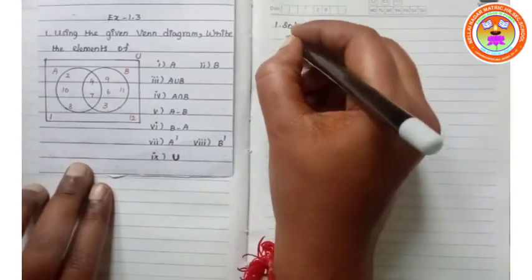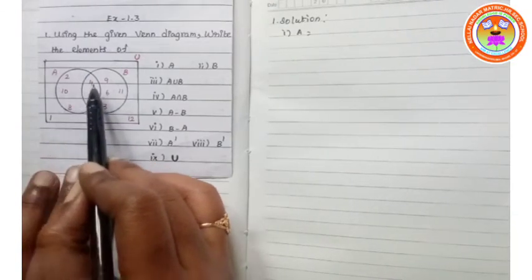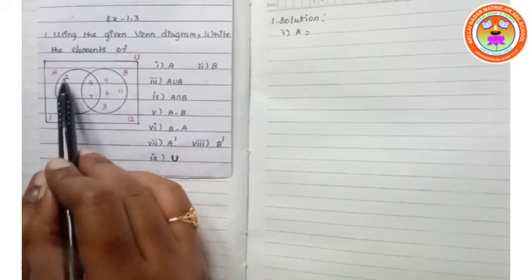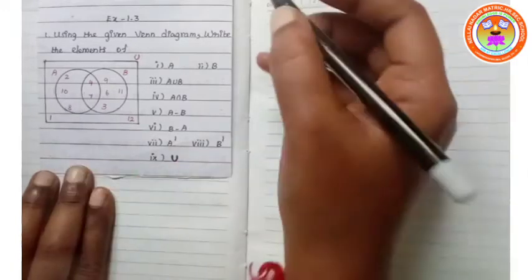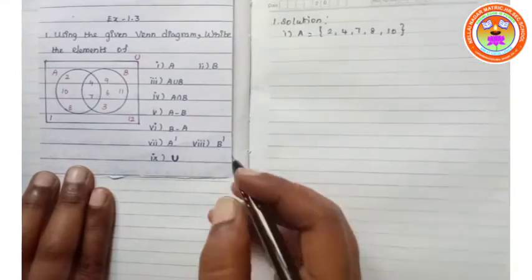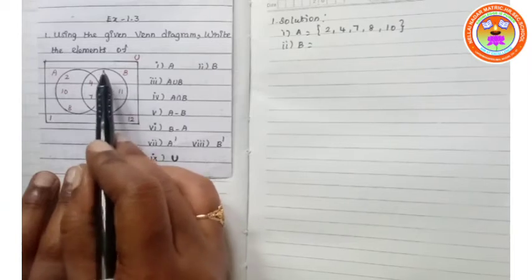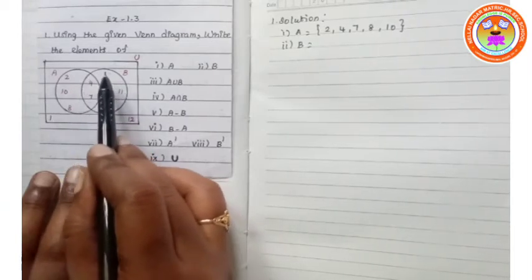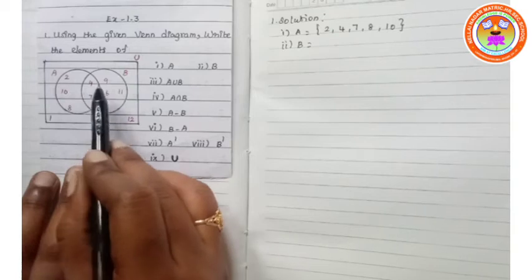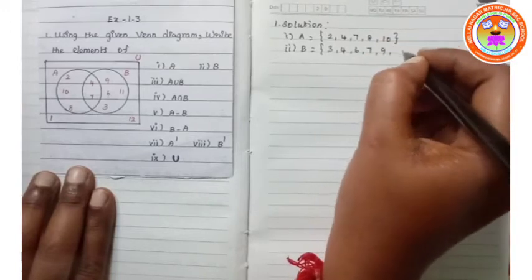set A, first subdivision. A is equal to, see, this circle represents A. So what are the elements in the circle, that you have to write in a set? See here, 2, 4, 7, 8, 10. The elements of A are 2, 4, 7, 8, 10. Next, second subdivision, they are asking for B. The second circle represents B. So the elements in the circle are the elements of the set B. See, 3, 4, 6, 7, 9, 11.